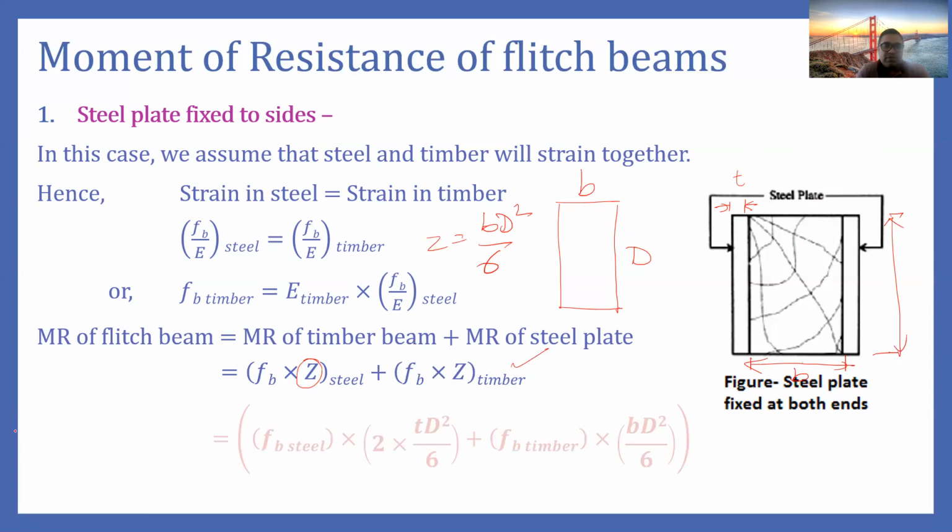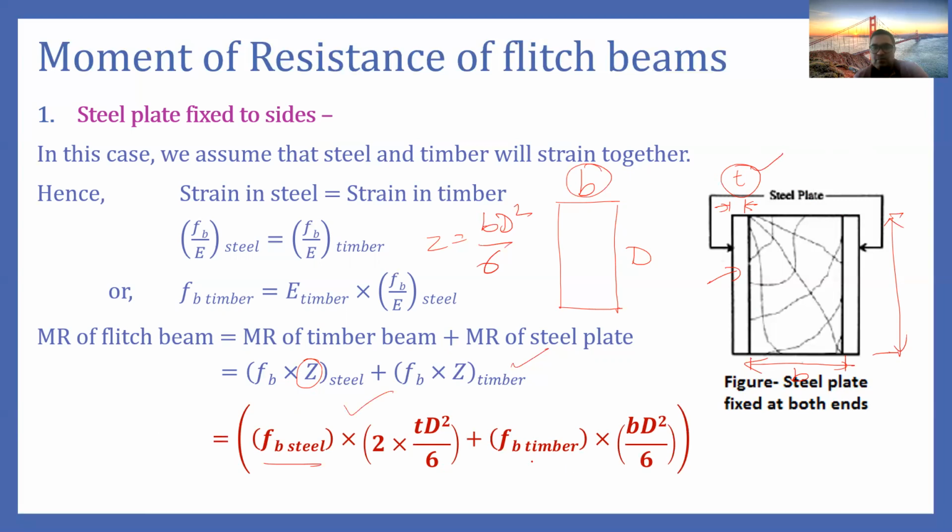So we can write this as FB of steel multiplied by, because there we have two steel plates, Z will be actually of two plates, so 2 multiplied by T. So here B is replaced by T because here we have the thickness. So TD square by 6 for moment of resistance of steel. Similarly, for timber moment of resistance, it is bending stress of timber multiplied by section modulus of timber section. So that becomes the moment of resistance formula for calculation of such type of flitch beam in which steel plates are fixed on the sides.